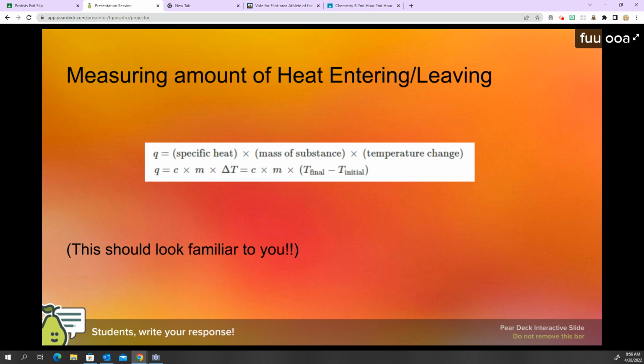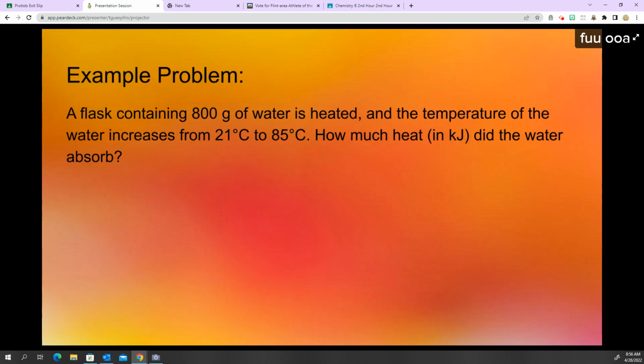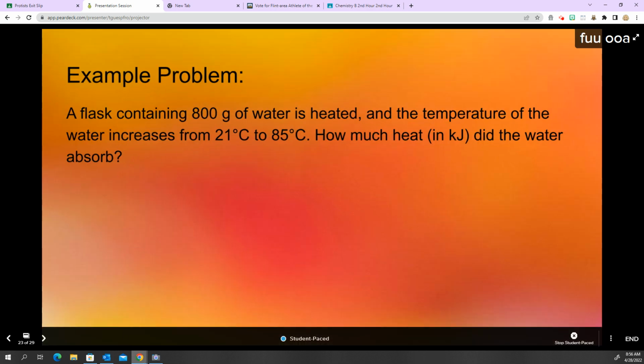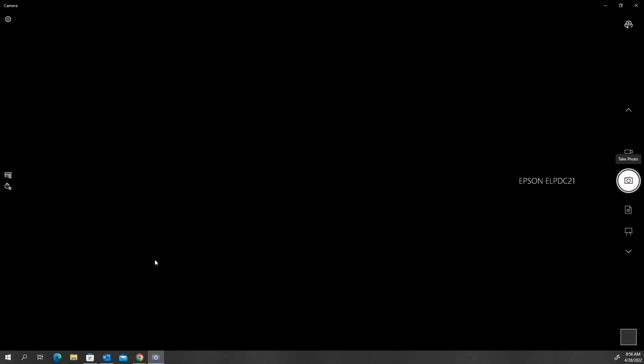All right, measuring amount of heat entering or leaving. This equation should look extremely familiar to you. They just have it in a different order. They have Cm delta T, but we like our MC delta T, so MC delta T is what we use. They just wrote it in a different order. So C is your specific heat, M is the mass of your substance, and delta T is your temperature change, final minus initial. And this should be on your sheet as well. So at this point, I'm going to pull my camera up, and we're going to do these example problems together.